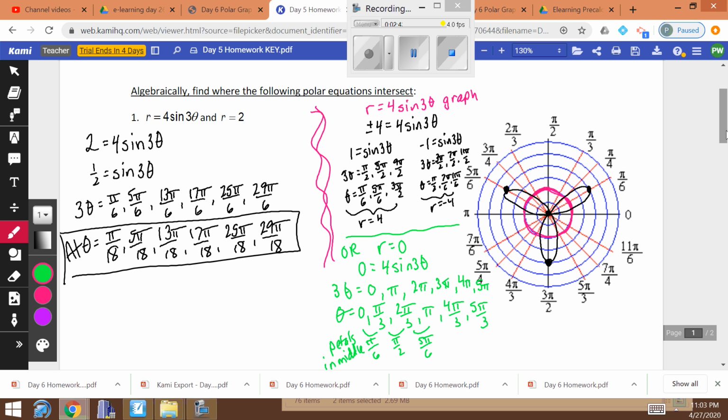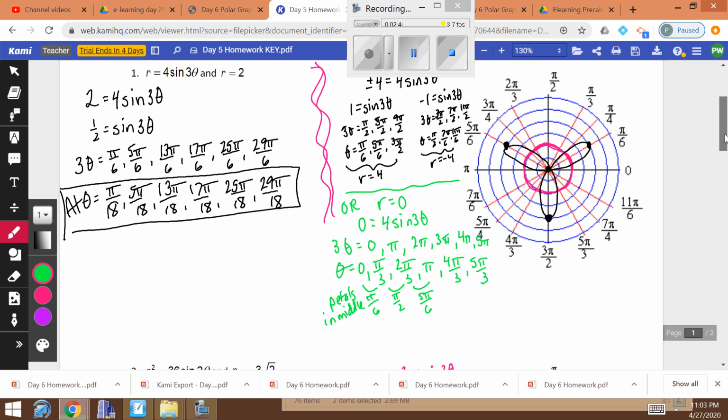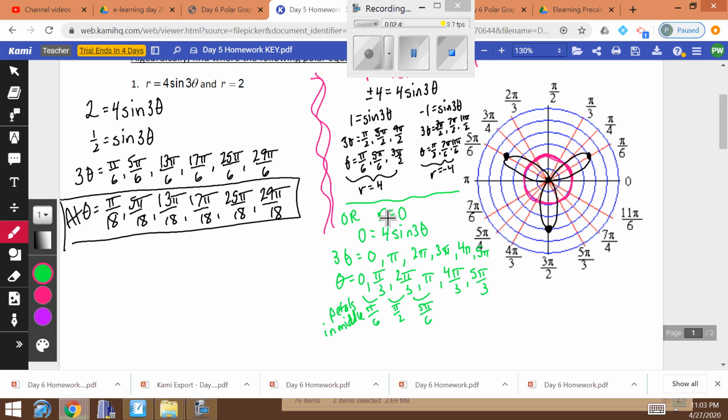We also talked about another way to do this. Again, I like to show them both. I will take either of these. It's whichever way you think of solving first. A lot of them, we started with r is equal to 0. So if you wanted to do it this way, we could find where r is equal to 0. That just tells us where it's at the pole, where it intersects the pole.